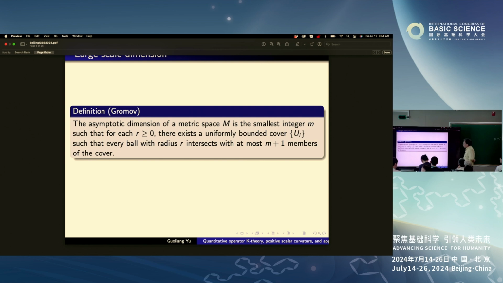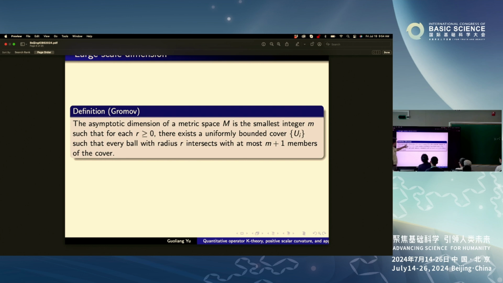This is a large scale version of dimension. The intuition is that if you have a geometric object, and you travel very far away and look back, that's the dimension you see. It's an analog of covering dimension. It's the smallest m such that for each r, there exists a uniformly bounded cover such that every ball of radius r intersects at most m+1 members of the cover.